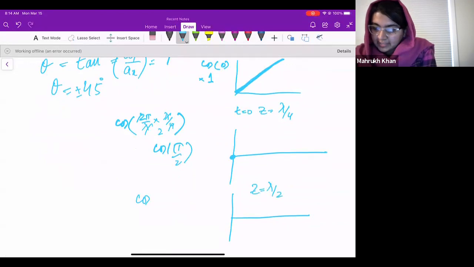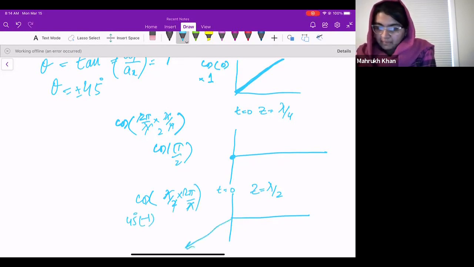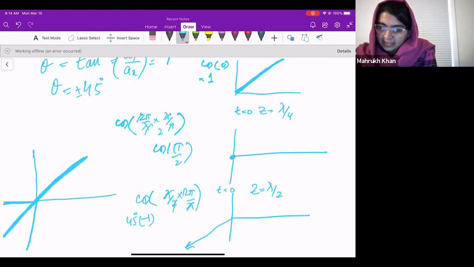So in this case, at t equal to 0, it will become lambda by 2 into 2 pi by lambda, which is pi, so -1, which means the phase is 45 degrees. I'm trying to say that because it's a linearly polarized signal, it will oscillate between 45 and -45 degrees. Okay?